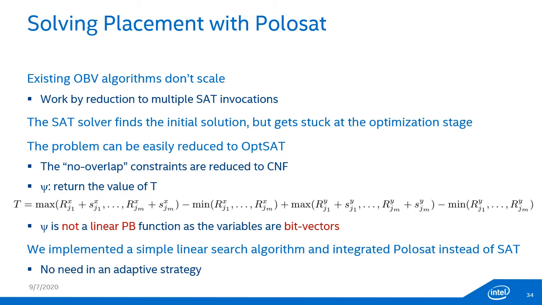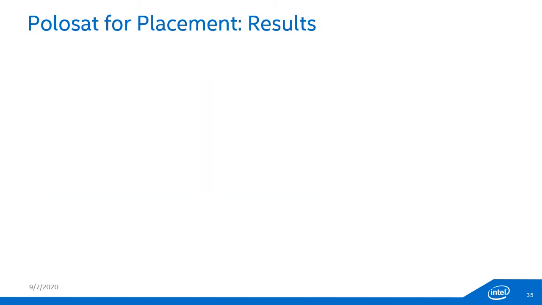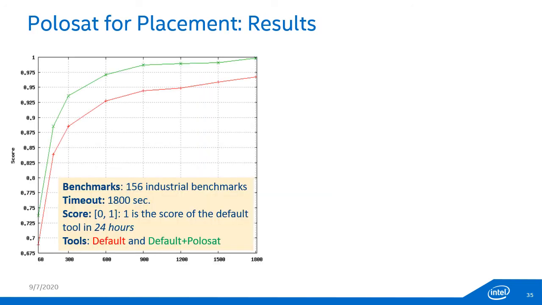We implemented a simple linear search algorithm for solving placement and integrated Polosat instead of SAT there. We found no need for an adaptive strategy. Here are the results. So we ran the default tool and the tool with Polosat on 156 industrial benchmarks with a half an hour timeout.